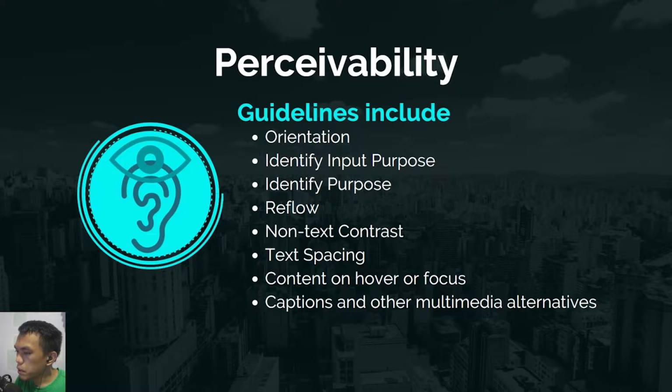Guidelines for a perceivable interface include the use of orientation, and identifying input purpose, which includes the use of autofills. Identifying purpose means icons should have labels within the code that assistive technologies can read. For example, a button that returns the user to the main page should be labeled Home button.